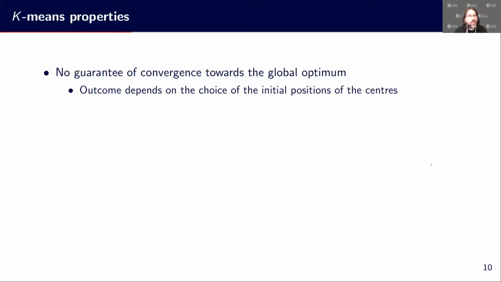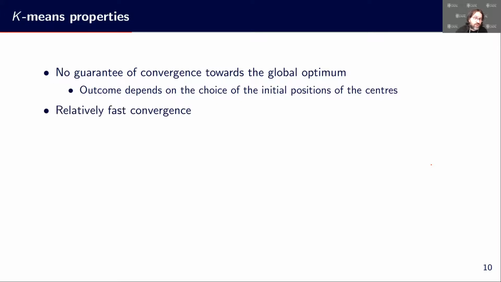A thing with the K-means is that we don't have any guarantee of convergence toward the global optimum. We are not sure it will converge to the global solution. The outcome depends on the choice of the initial positions of the centers. So with different choices, we can get into some local optima that may be significantly worse than the global solution. And there are no big ways to ensure that we will get the optimal solution.